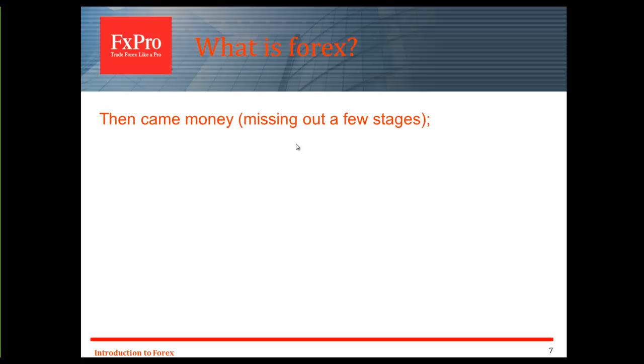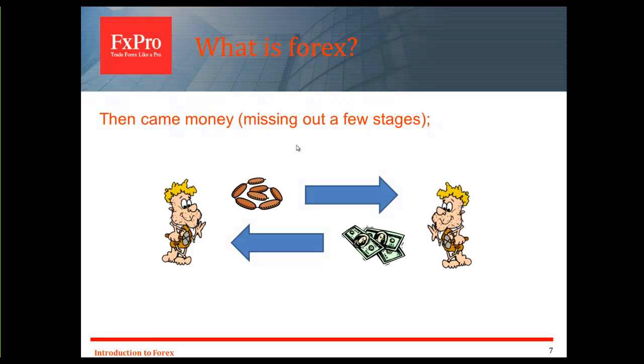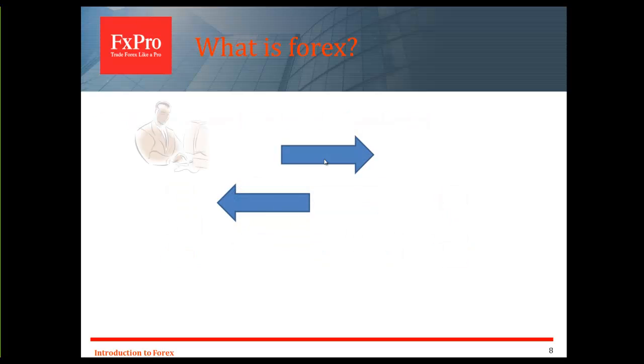Let's move forward, missing out a few stages, where we have money. So rather than carry around a barter economy, which can be difficult to divide up things and also difficult to carry around lots of goods, you can have money. So essentially replacing one of those with money. We missed out the part about gold and commodities, etc. So I'm trying to keep this simple.